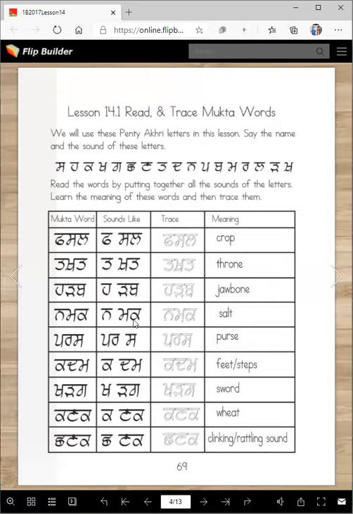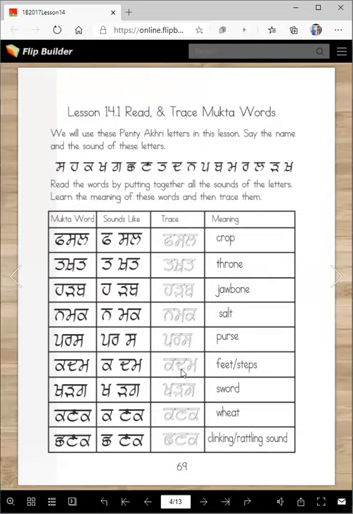Namak is salt. What's another name for namak? Loon, right? We say loon. And there's many kinds of loon. Kala loon, gulabi loon, chitta loon, right? Purse is a purse.